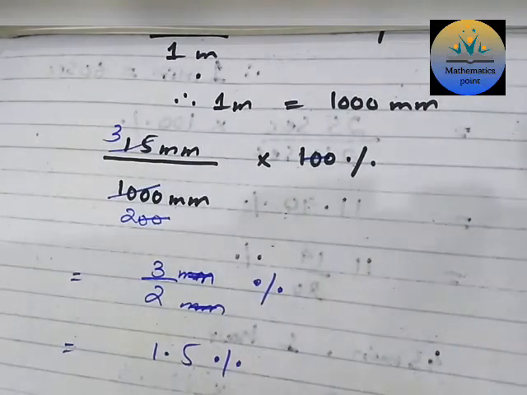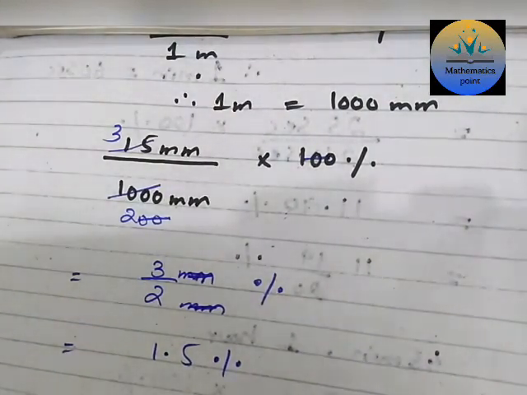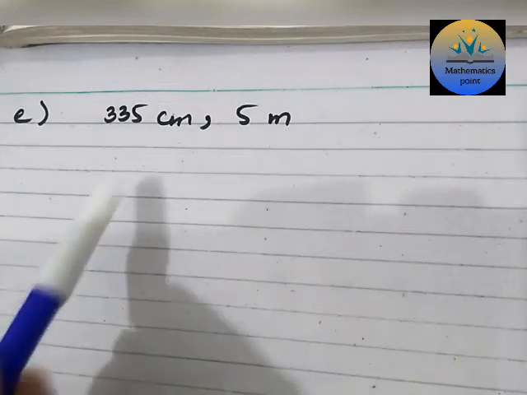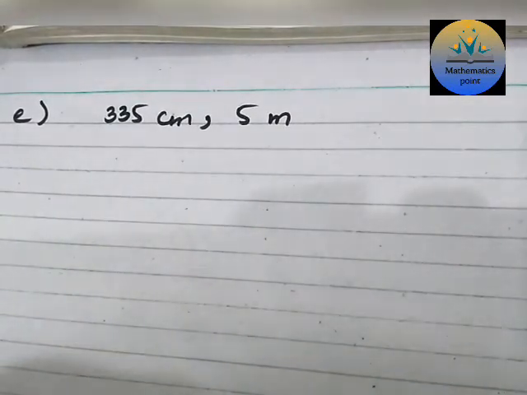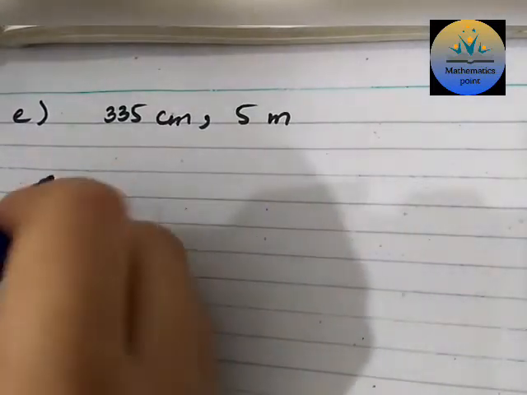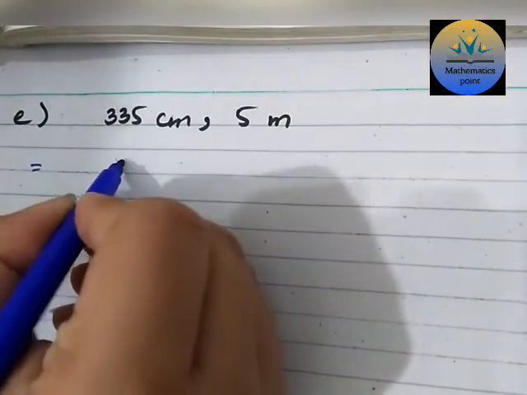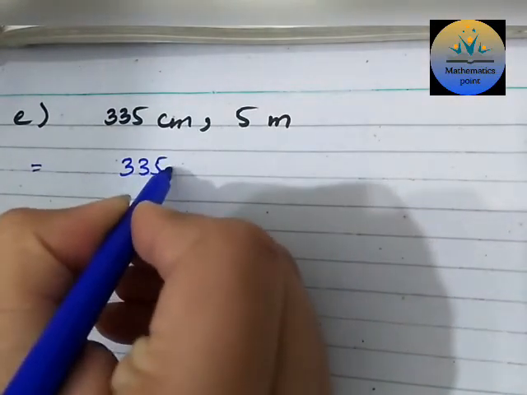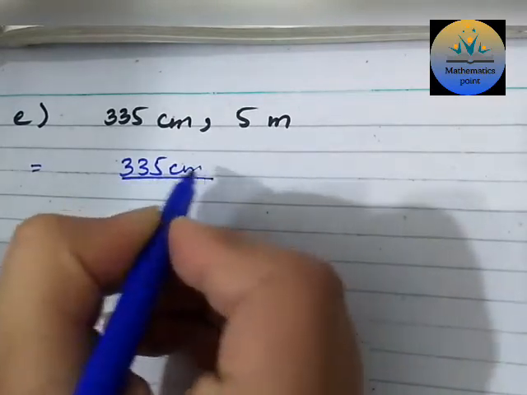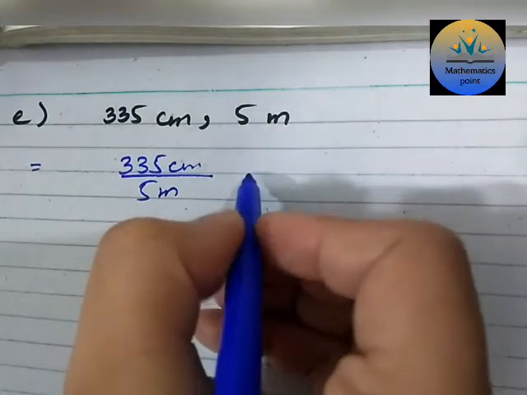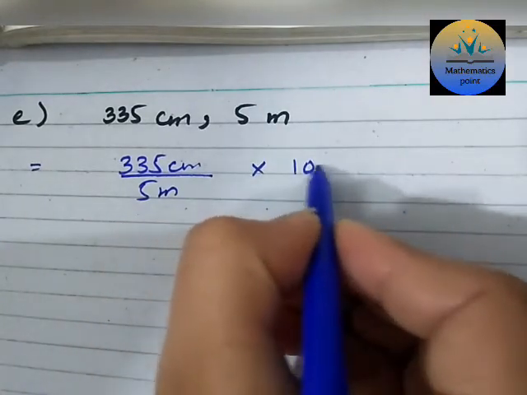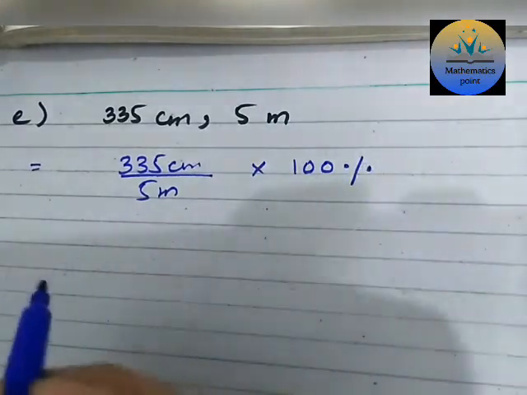So now we will do part E. In part E we have to represent 35 centimeter into 5 meter as a percentage. So firstly we will write 35 centimeter, as we want to represent this centimeter as a percentage of 5 meter. And for percentage we always multiply the term by 100%.